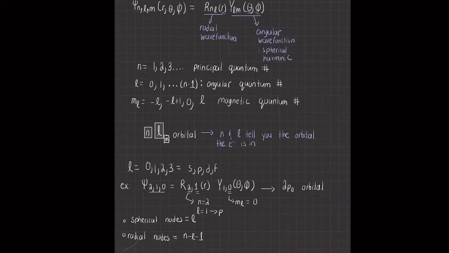And the number of spherical nodes is equal to the value of L. So a p orbital has 1 spherical node and an s orbital has 0 spherical nodes. Radial nodes are basically depending on L. So if you're talking about a 2p orbital, it's going to be n minus L minus 1. So it's 2 minus 1 minus 1.